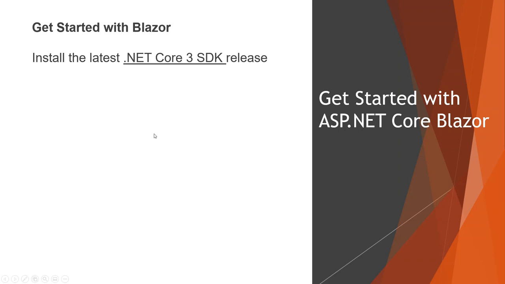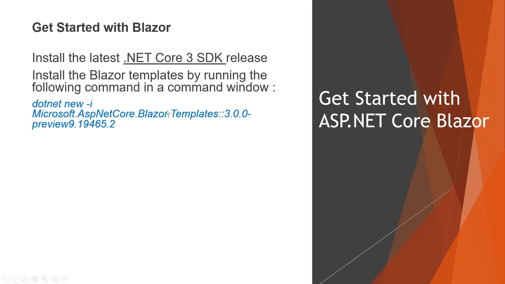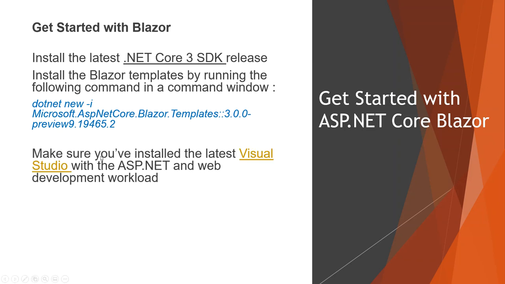You have to install the latest .NET Core 3 SDK release, and you have to install the Blazor template by running the following command. This command is in the Microsoft document, which I have put in the description of this video. Just bring up any Windows command prompt, issue this command, and press enter, and you will get this template ready and loaded for you.